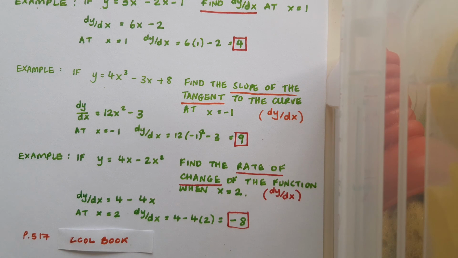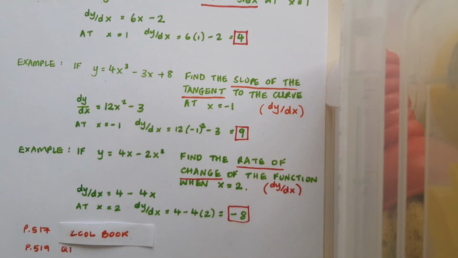At this stage, you should go to your book, page 517, and answer the questions on that page. You should also be able to attempt page 519, question 1.